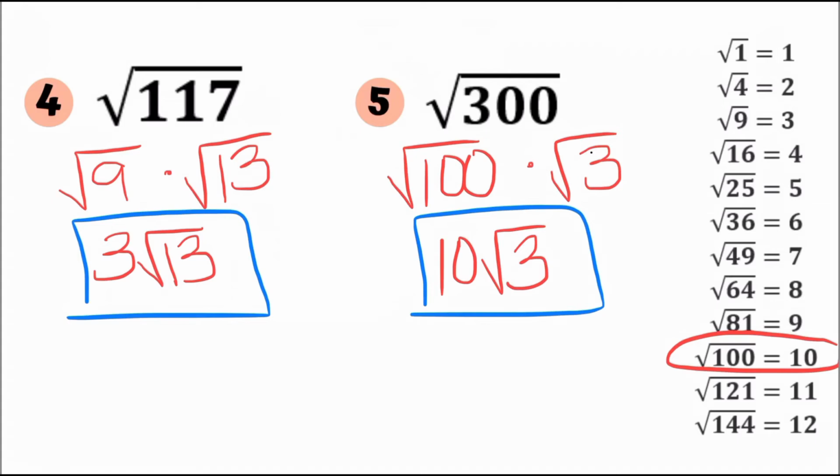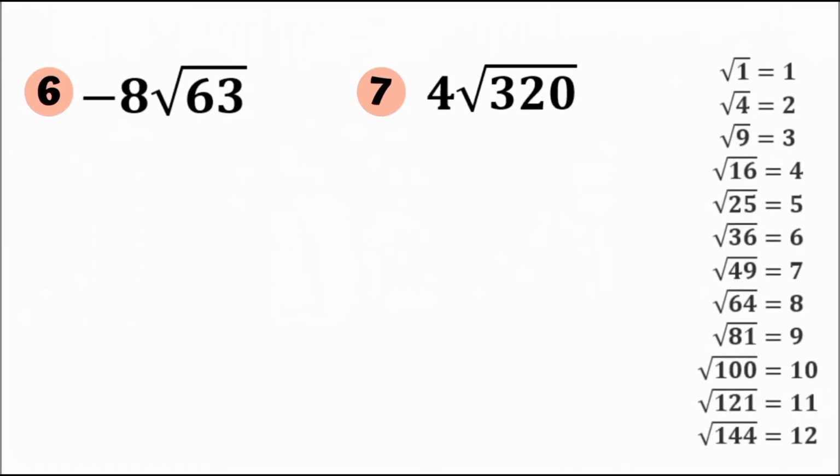Now we are going to take a look at 2 more examples. In these examples, you do have coefficients in front of the radicals. So whenever this happens, you still need to simplify the radical first, and then we're going to multiply the coefficient by our answer. Number 6, negative 8 square root of 63.